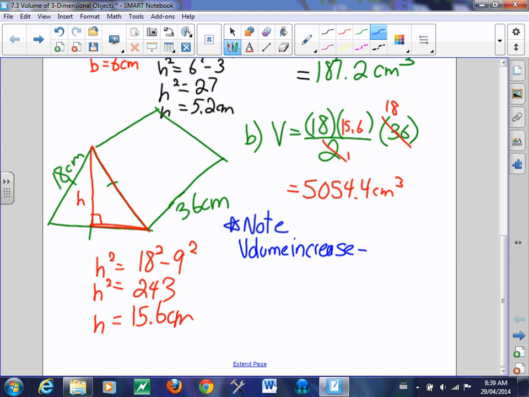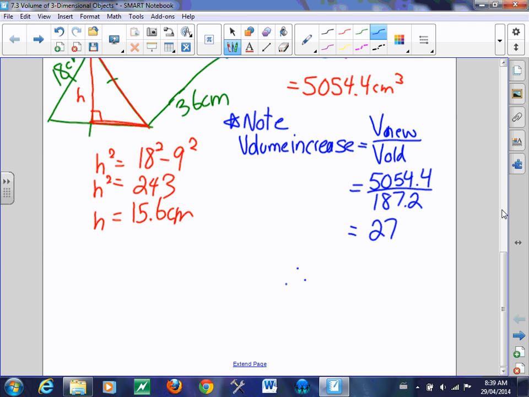Okay, so volume increase equals the volume of the new divided by the volume of the old. My new volume was 5,054.4. My old volume was 187.2. And if you divide those through, ladies and gentlemen, that's going to equal 27. So therefore, it is 27 times as large.